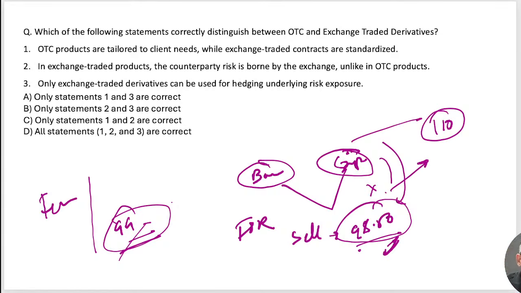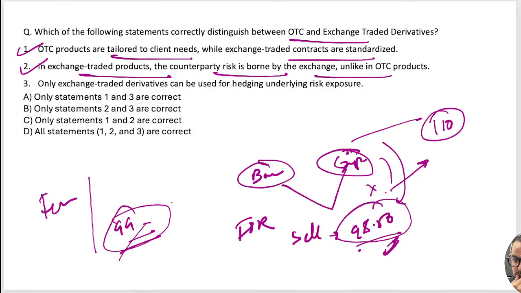That's why the difference between OTC and exchange traded is a bit important, because the rest you can relate to and just understand the feature itself. The statement: OTC are tailored to client-specific requirements, exchange traded are standardized. In exchange traded products, counterparty risk is borne by the exchange, unlike OTC. True.